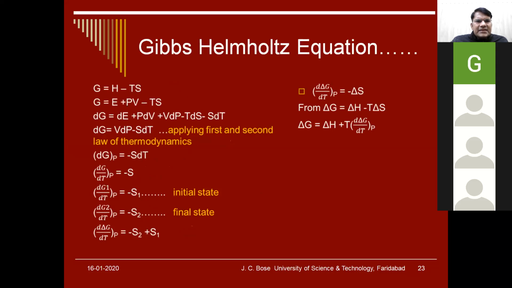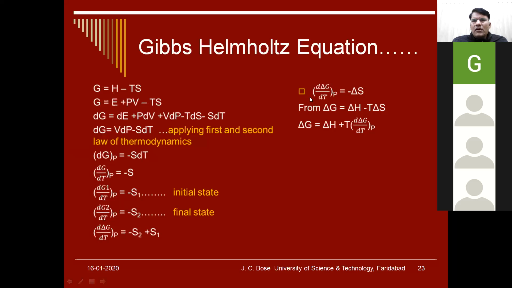Already we have discussed this d by dT of delta G at constant pressure. It is coming out to be minus S2 plus S1. So this d by dT of delta G at constant pressure will be equal to minus delta S, because S2 minus S1 is delta S. So minus common we have taken. So S2 minus S1 will be equal to delta S. Therefore, minus S2 plus S1 will be equal to minus delta S.